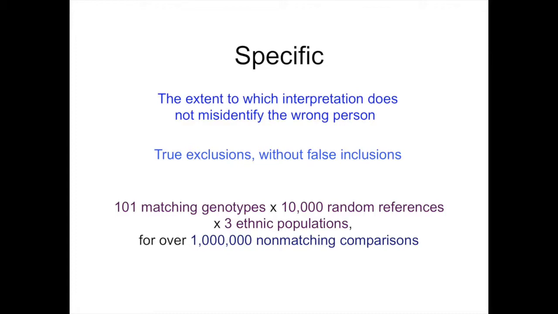The method was specific, and here by specificity, we mean the extent to which the interpretation doesn't misidentify the wrong person: true exclusions without producing a false inclusion. This was done by taking these 100 or so matching genotypes and comparing them against 10,000 randomly generated genotypes that are not contributors to the mixture. It's done across 3 ethnic populations. So we have over 1 million non-matching comparisons.